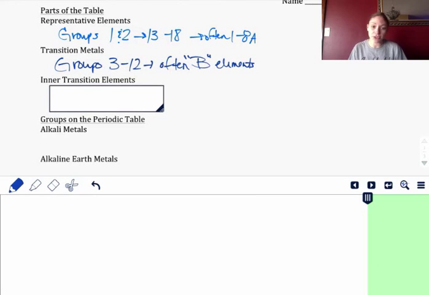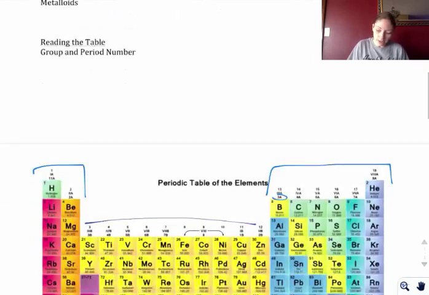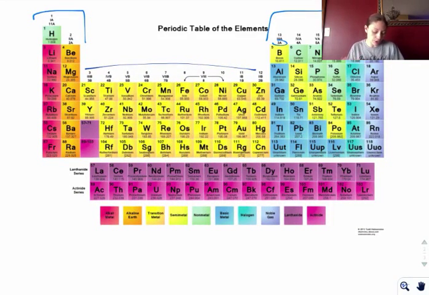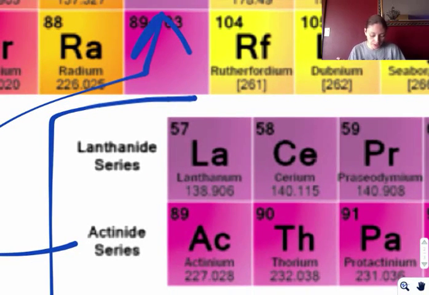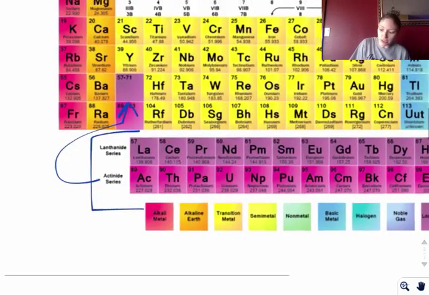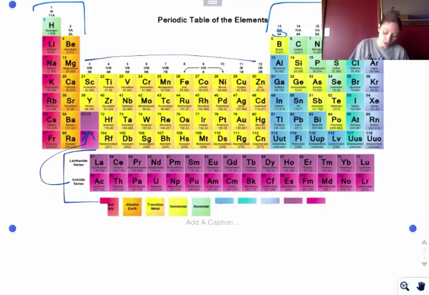Okay, then we have the inner transition metals, or inner transition elements. Those are the ones that sit inside the transition elements, hence the word inner. These are the ones that are kind of purple-colored. They're also called the lanthanide and actinide series, and you see that right there. They're called that because lanthanum is 57 and actinium is 89. And those are the inner transition metals, or inner transition elements.